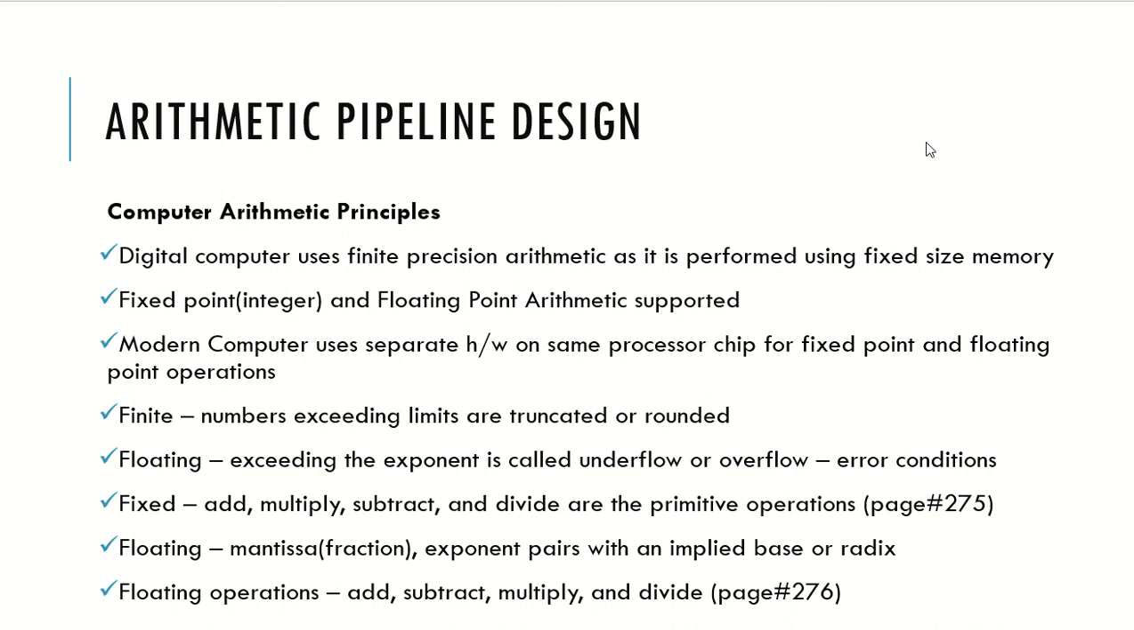As we all know, there are two types of components when you talk about arithmetic. There is fixed point, which we also call the integer component, and then there is something which handles all the floats, which we call floating point arithmetic. Both fixed point and floating point arithmetic are supported by the processors in modern computers. They have separate hardware which is part of the same processor chip. So an integer unit is designed specifically to handle fixed point arithmetic, whereas a floating point unit is designed specifically for handling floating point arithmetic.